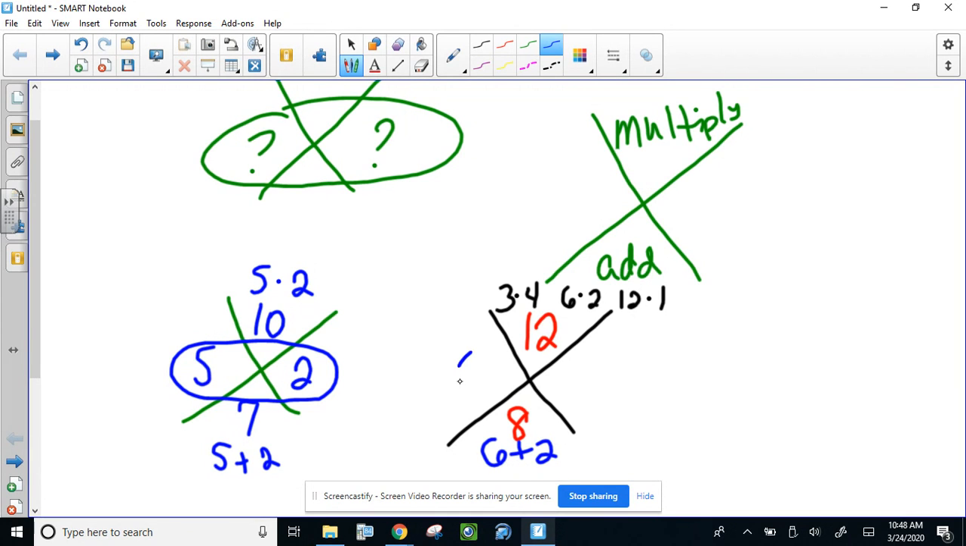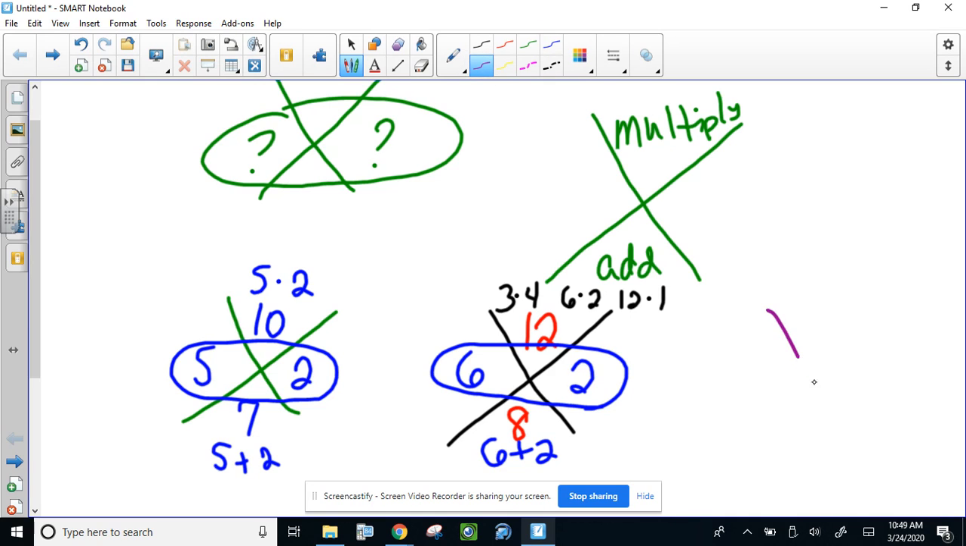So that would be the only possibility that multiplies to make 12 and adds to make 8. It's got to do both. While 3 times 4 does make 12, 3 plus 4 does not make 8. So we're just trying to fill in these missing numbers.